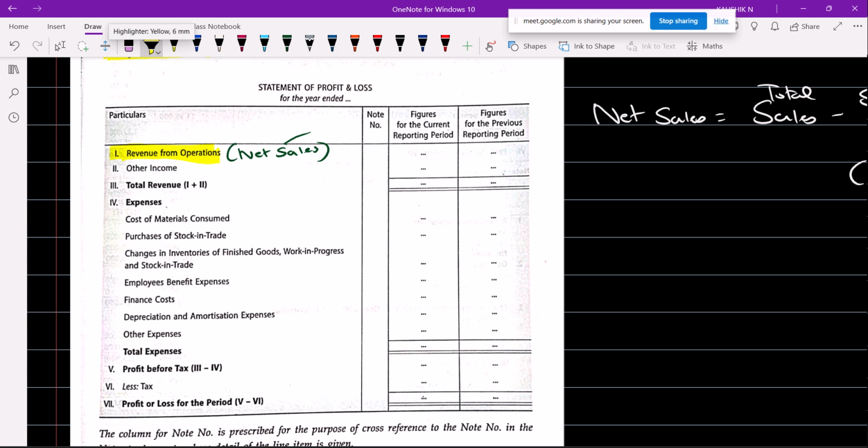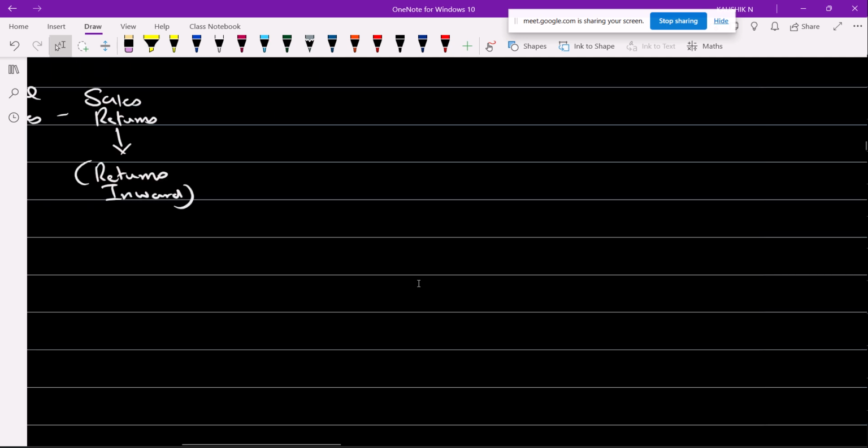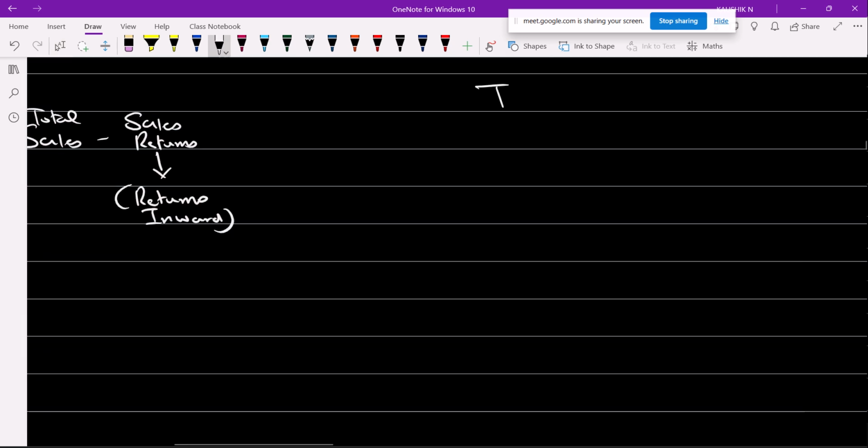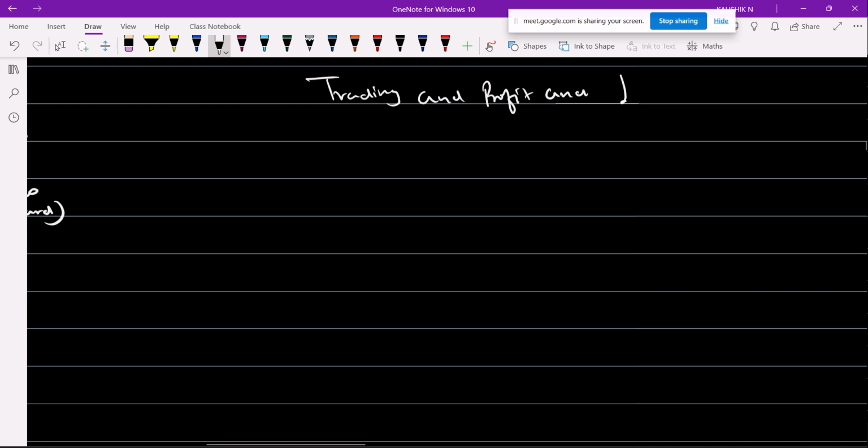The other one is called other income. Other income is something you would have learned in your grade 11, in your trading account, profit and loss account, and balance sheet. Just to recollect that, I'm going to take you to your trading and profit and loss account. The heading will be like this: trading and profit and loss account.